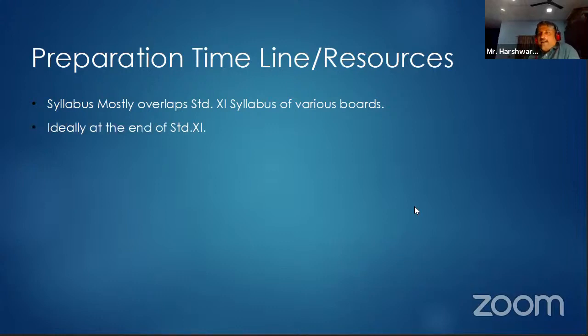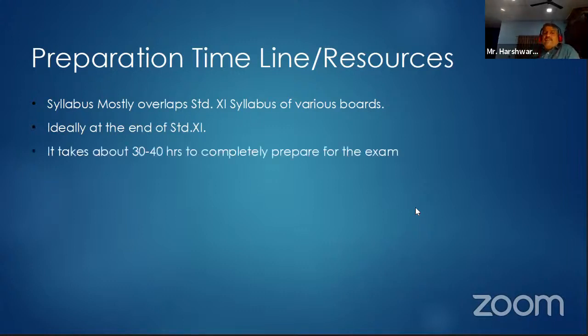So ideally at the end of standard 11th, you should be taking this exam, the mechanics one. It takes about 30 to 40 hours to completely prepare for the exam. Now I'm leaving the lab work out here. I'm just talking in terms of the exam. So it would take roughly 30 to 40 hours.